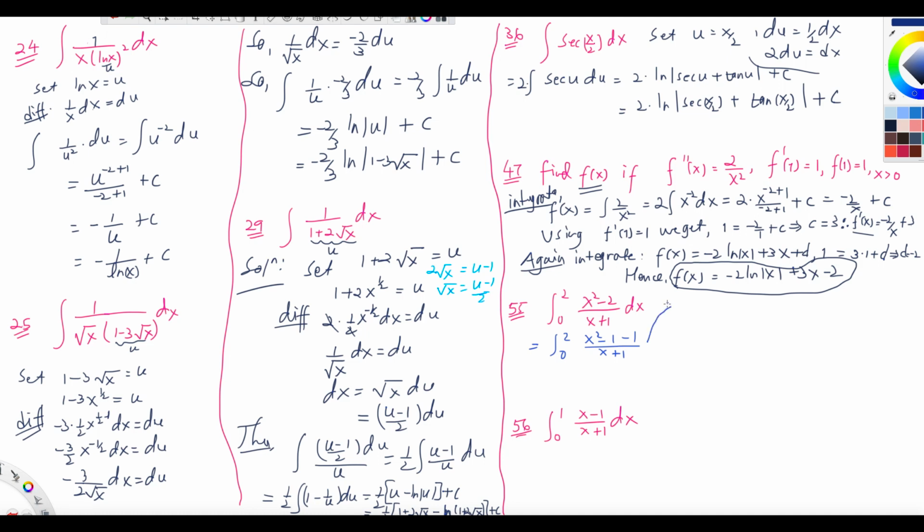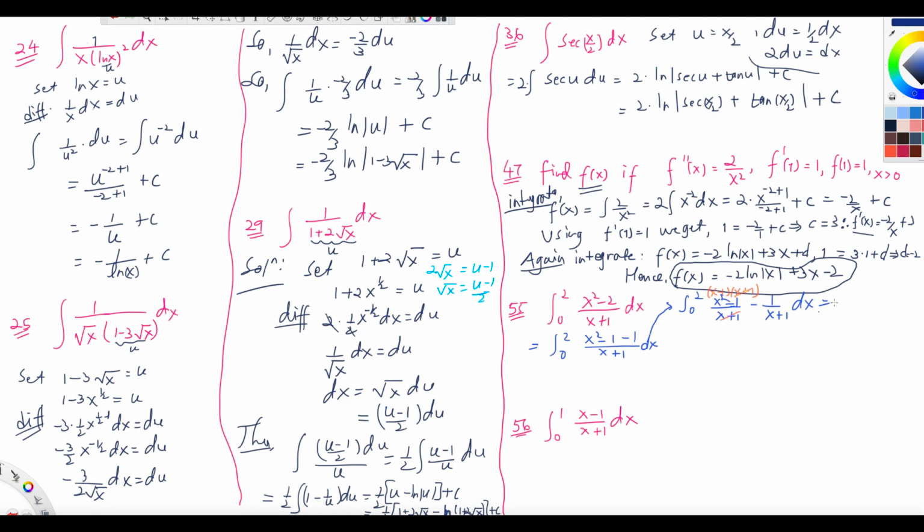And then let me write here so that I'll have space for later use. 0 to 2, you can write x square minus 1 over x plus 1 minus 1 over x plus 1 dx. Okay, so there is the integral. So what is x square minus 1? That is like x minus 1 times x plus 1, right? So if you cancel x plus 1 with x plus 1, what do you get? x minus 1 is left, right?